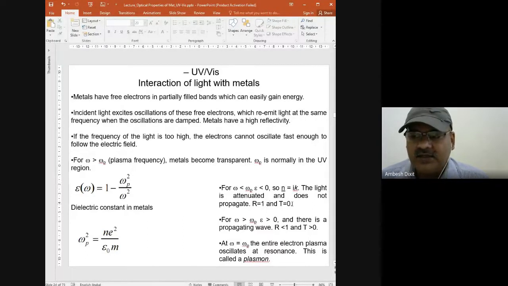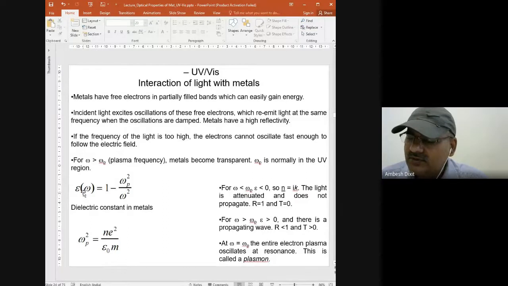In that case, t will be 0 and reflection will be 1. When omega is greater than omega p, then epsilon becomes positive, right? Then in that case, the wave will be propagating in the forward direction. Then I will have r that is less than 0 and t will be greater than 0. What about omega equal to omega p?